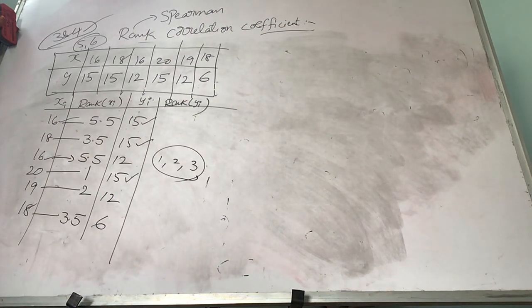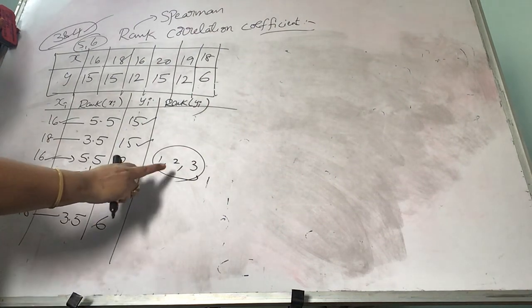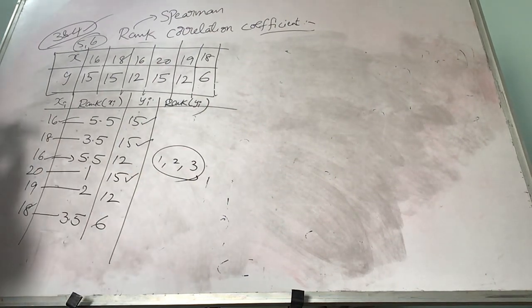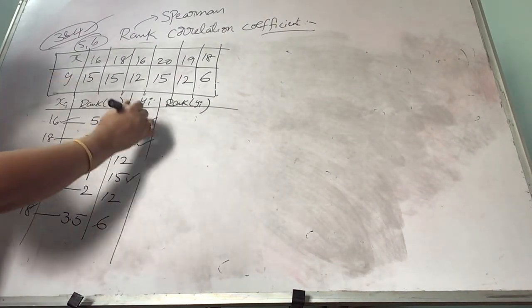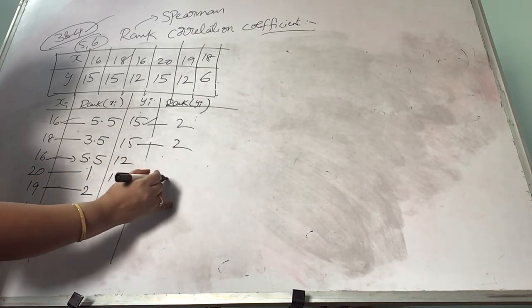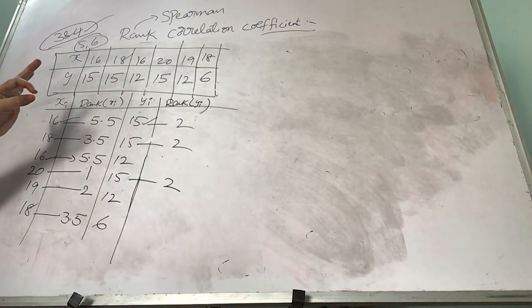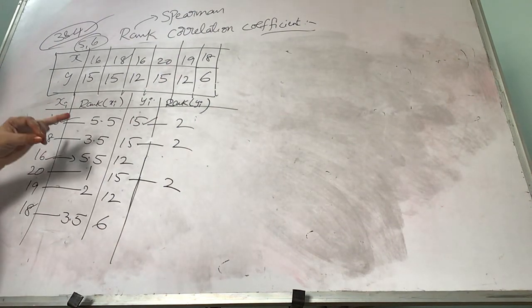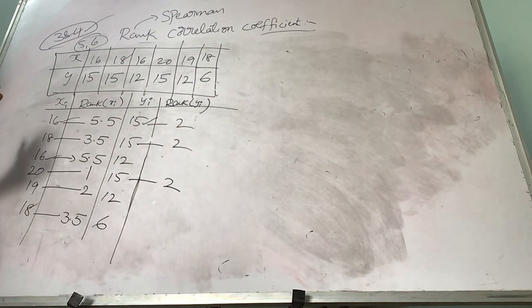What is the average of these 3 ranks? The average of 1, 2, 3 is 1 plus 2 is 3, 3 plus 3 is 6. 6 by 3 is 2. So, average rank of 1, 2, 3 is 2. So, we have to assign the second rank for these observations. There is no first rank. We have to assign the same rank for each of these repeated observations. So, 1, 2, 3 ranks are over.